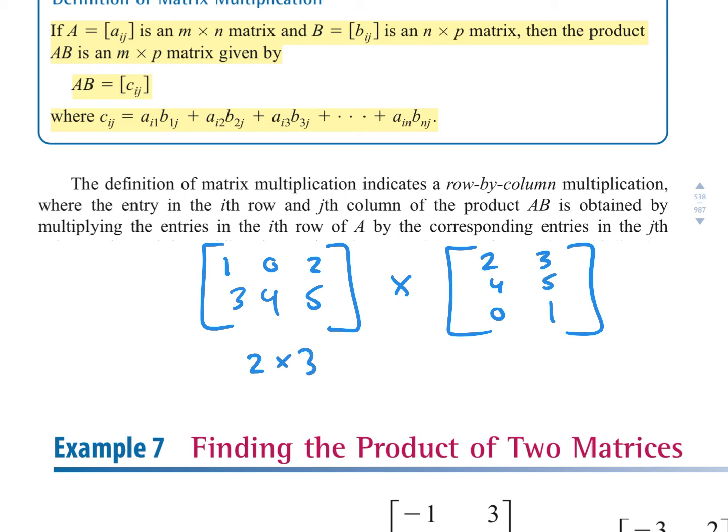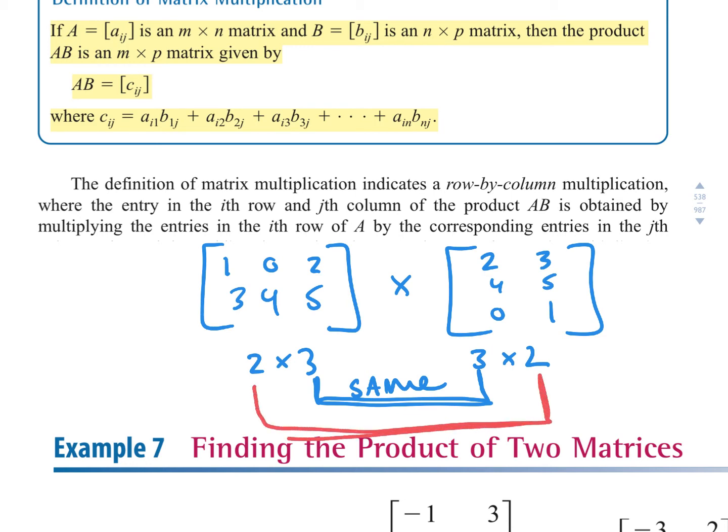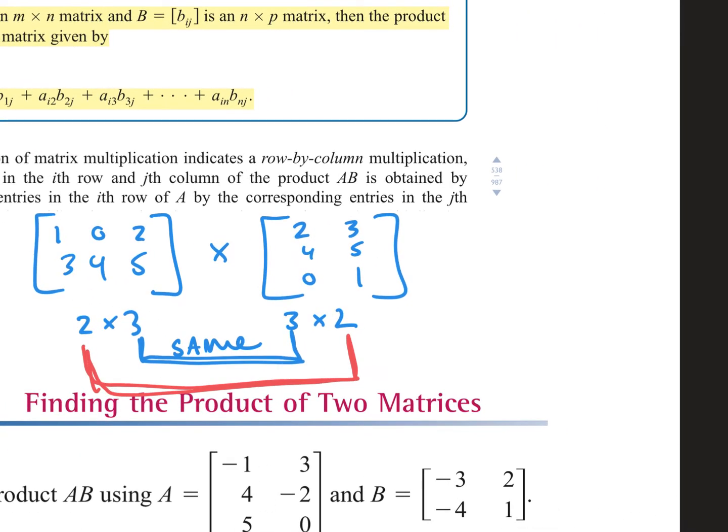What are the dimensions of my second matrix? A 3 by 2. I need the middle parts here to be the same. So these numbers have to be the same in order to multiply. What do you mean, the middle parts? The middle numbers here, 3 and 3. The ones on the inside. The ones on the outside are going to be our answer. So when we multiply these together, our answer is going to be a 2 by 2.